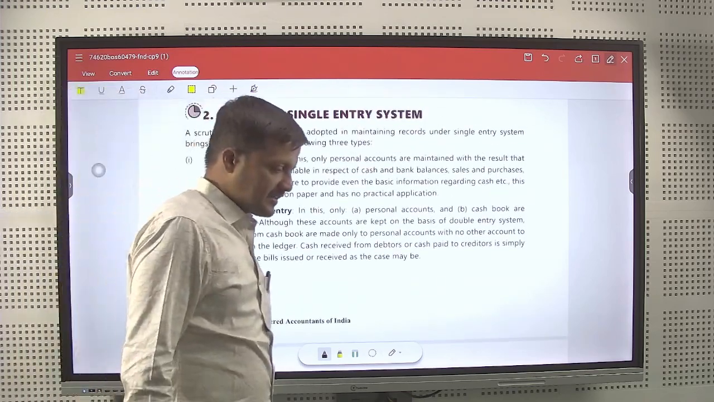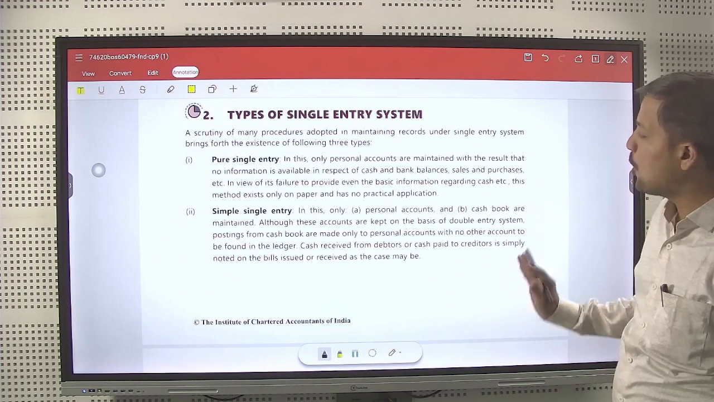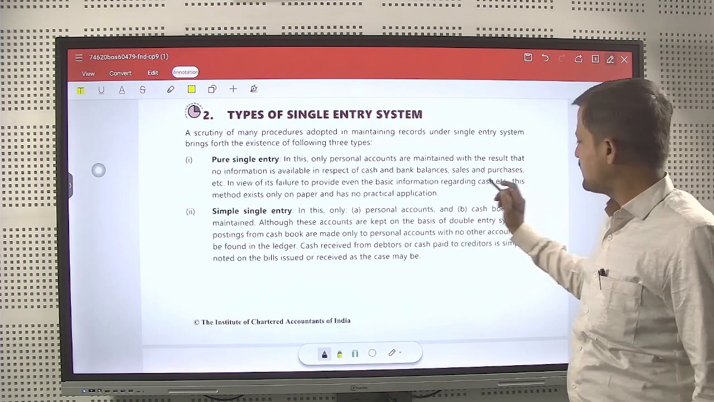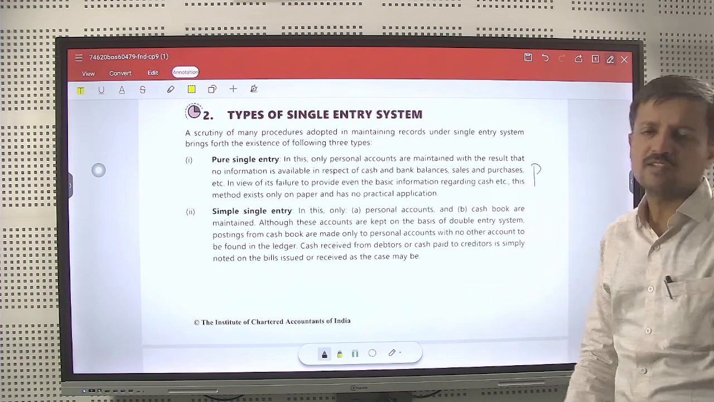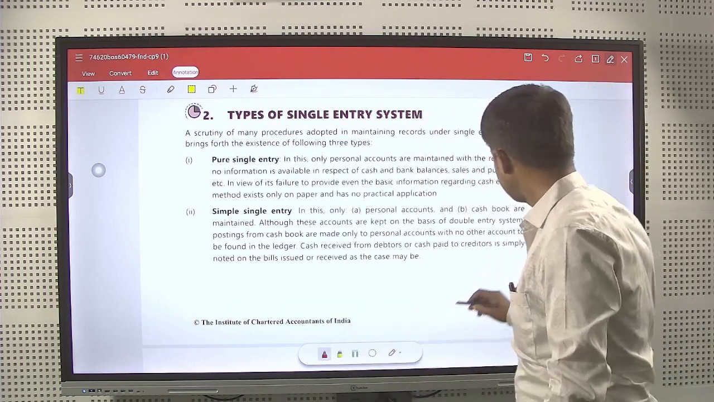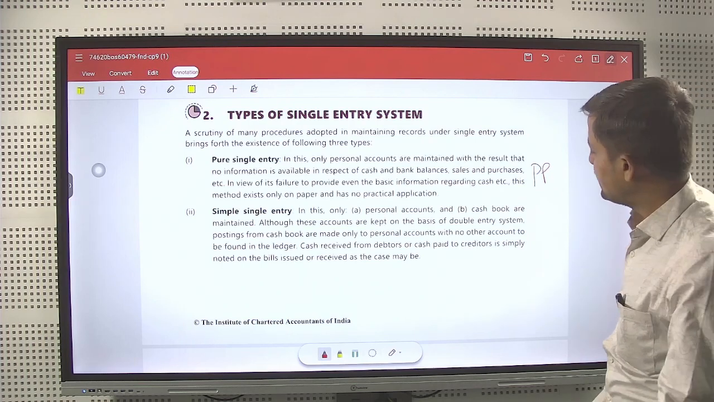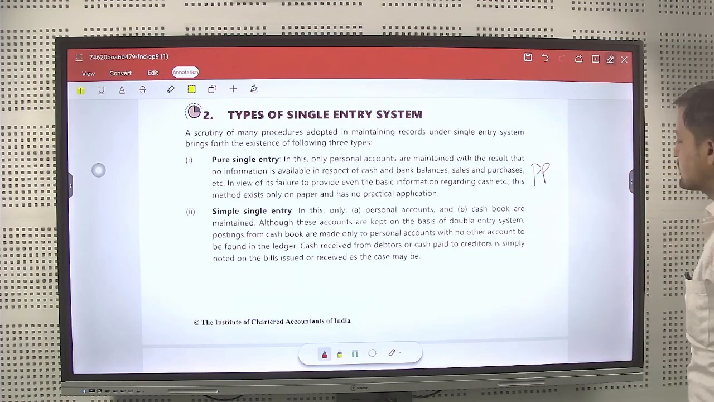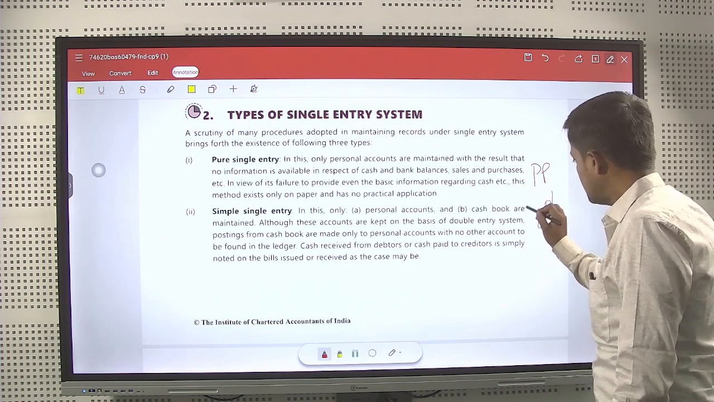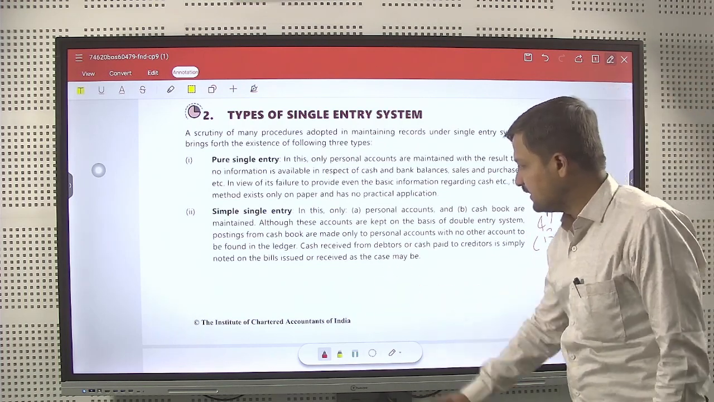Then, types of single entry system. There are totally 3 types of single entry system. First one is pure single entry system. Here only personal accounts are maintained, no other accounts are maintained. That is called pure single entry system. So what do we maintain? Only personal accounts. Then in the simple single entry system, we maintain personal accounts as well as cash book.